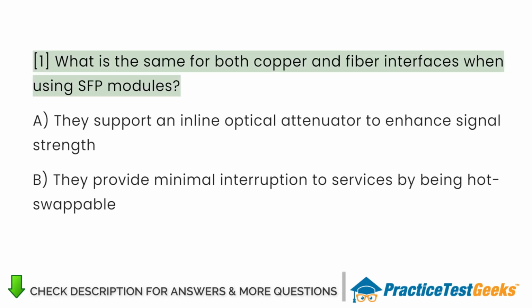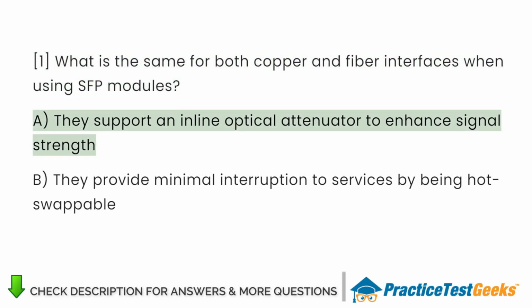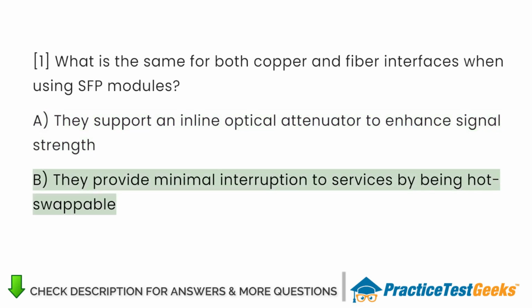What is the same for both copper and fiber interfaces when using SFP modules? A. They support an inline optical attenuator to enhance signal strength. B. They provide minimal interruption to services by being hot swappable.